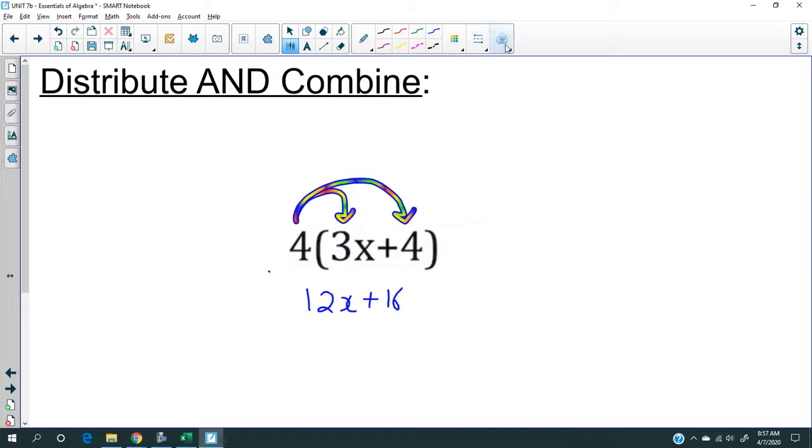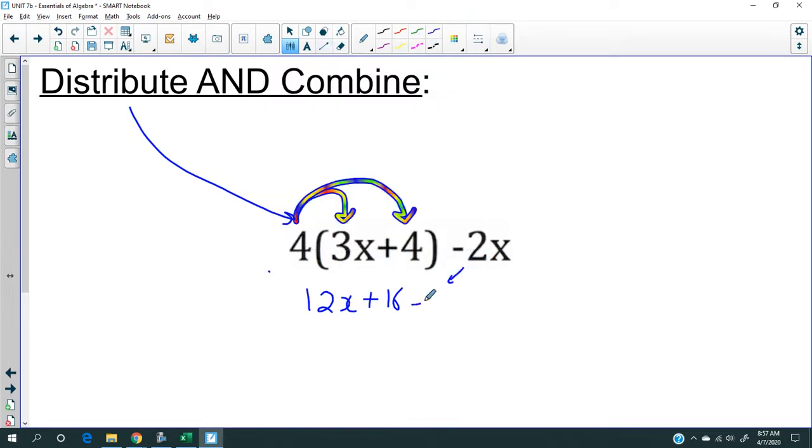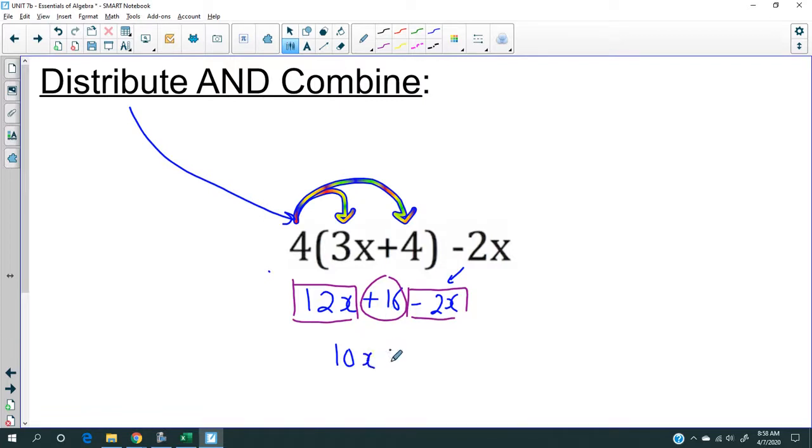However, that's really not the question, because I'm not just asking you to distribute. So look at this then. Now it appears that we would have to bring this guy down, the minus 2x. Now look at this. What topic is this? That's right, combining like terms. How do you know? Who's in the same family? These two are, and this one's not. So you combine like terms: 12x minus 2x is 10x, plus 16.